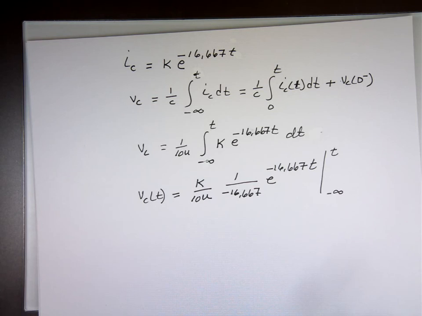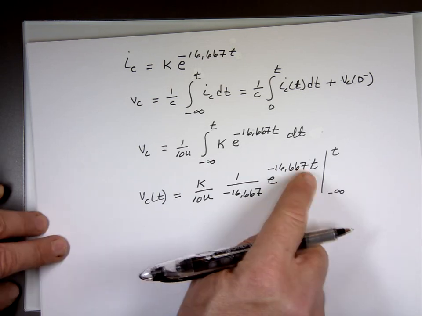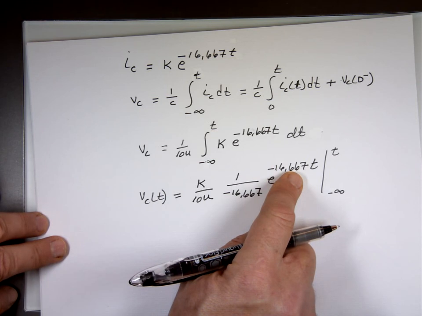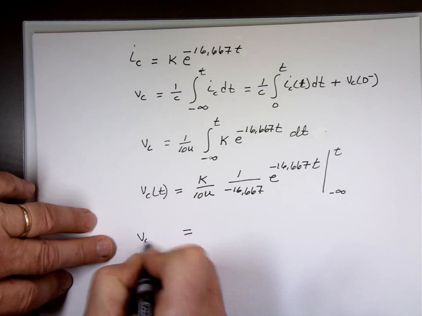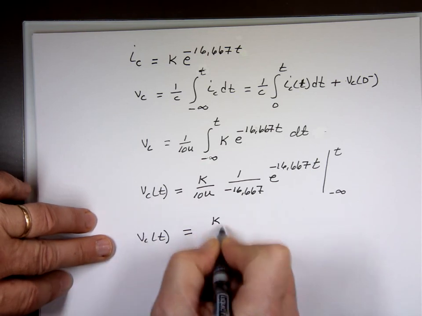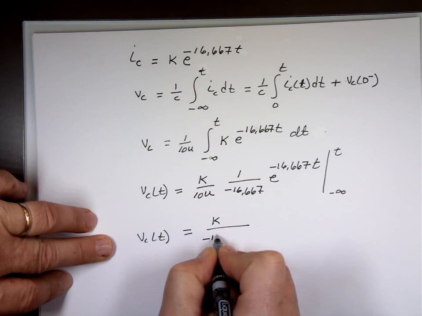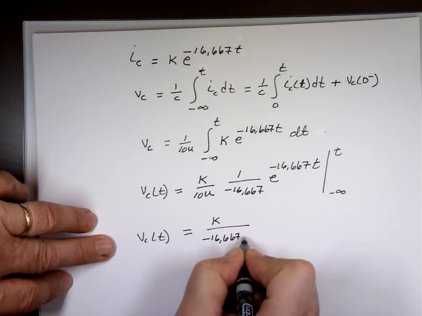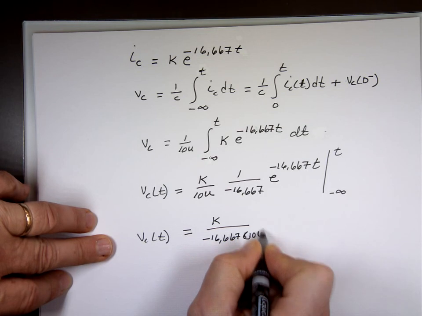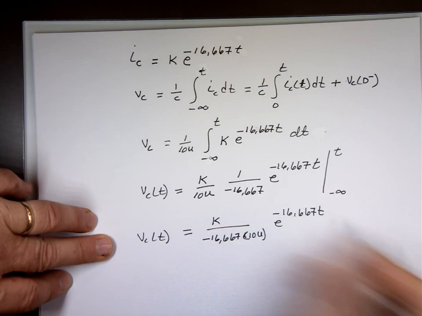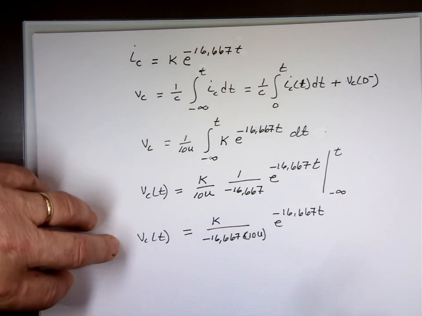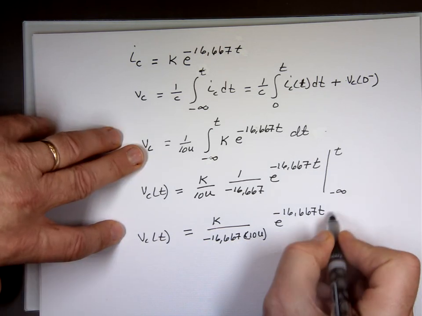Upper value minus the lower value. Now, if you plug in minus infinity for t, this number becomes massive. That's the problem, so maybe I should break it down to 0. K over, oh, the math is ugly now. That's why sometimes they make you memorize them. Just remember this, and go from 0 to t, then add to it V_C at 0.